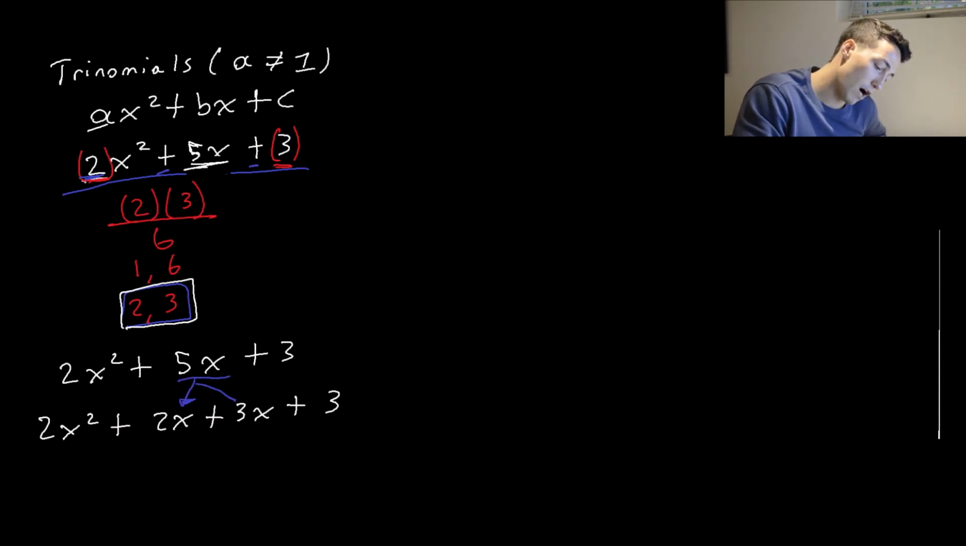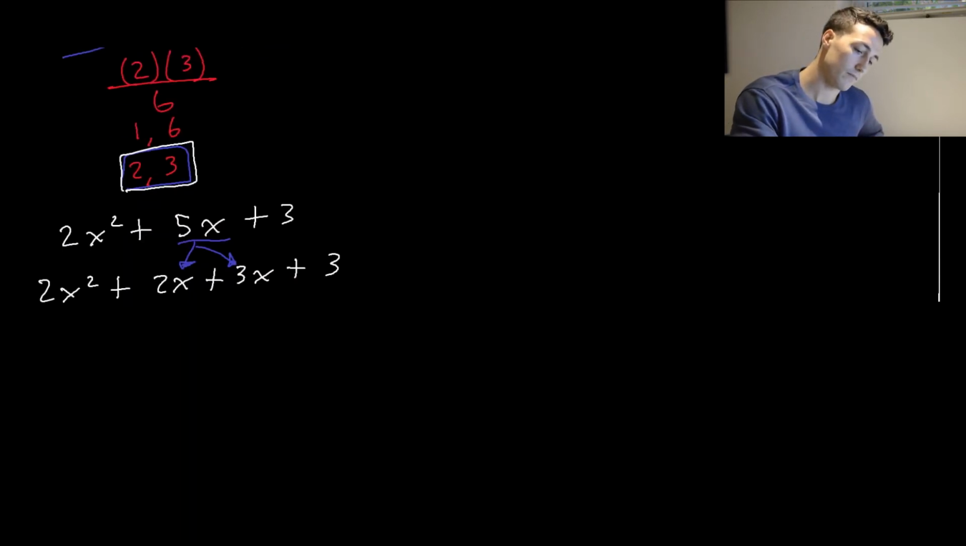This is what's called decomposition. I decomposed this 5x into 2 separate terms. Now if I were to collect these like terms, obviously that's going to be 5x, so I didn't change anything in the expression. But now we can use factor by grouping. So again, it's another tool to use. It's another step that's involved in this trinomial where a does not equal 1.